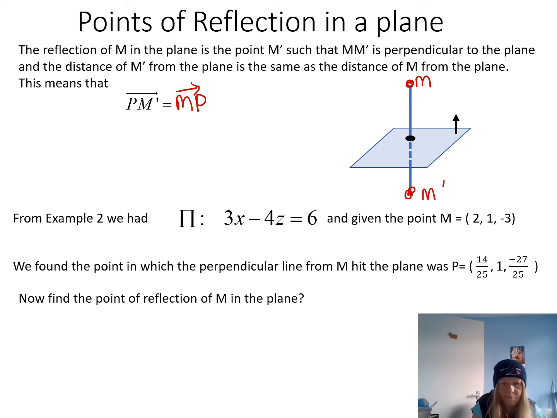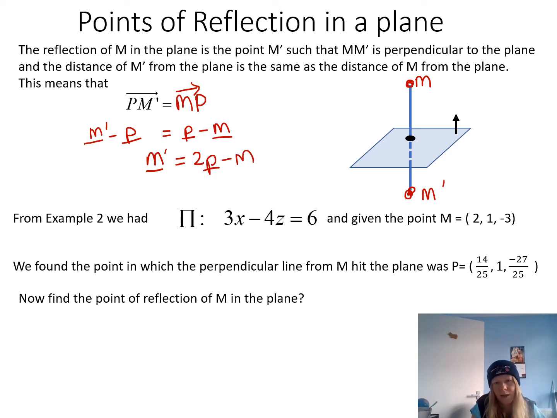If we write these in vector form, we'd have M dash as a vector minus P equals, second one first, P minus M vector. And if you rearrange that to find M dash, because that's what we're after, we'll get, taking that over, 2P minus M. So you can calculate this point of reflection with this little formula, because it's a vector. Or you can just use common sense. I'll do it in a minute.